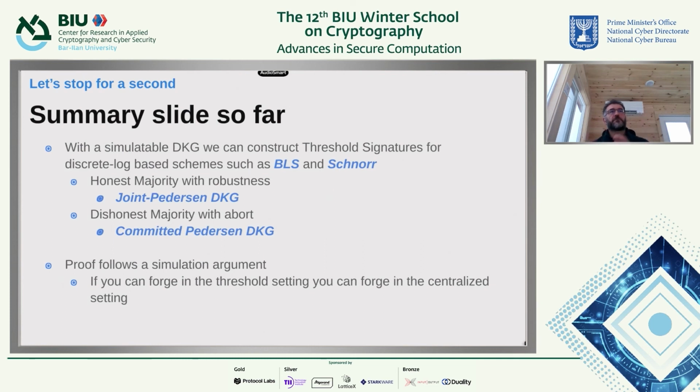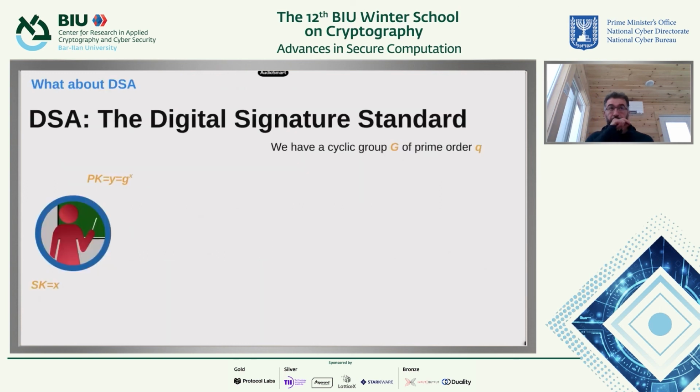So what we've done so far, we have shown you that with a simulatable DKG, we can construct threshold signatures for discrete log-based schemes such as BLS and Schnorr. If we have honest majority and we want robustness, we use this joint Pedersen DKG that I just showed you. If we are okay with abort, all you have to do is just a committed Pedersen engaging. The proof follows a simulation argument that says that if you can forge in the threshold setting, then you can forge in the centralized setting.